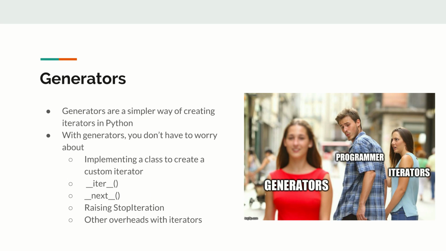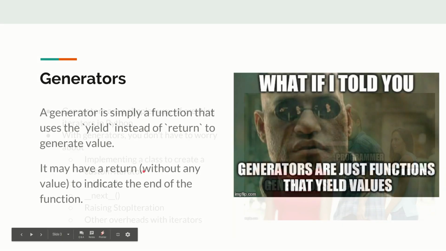Now, generators are a simpler way of creating iterators in Python. With generators, you don't have to worry about implementing a class to create a custom iterator. And you don't need to worry about implementing an iter and the next function, since you don't need to worry about implementing a class. And you don't need to worry about raising the stop iteration exceptions while checking for all the internal states inside the next function. And also, you don't need to worry about any of the other overheads that come with iterators. Generator takes care of all of them for you.